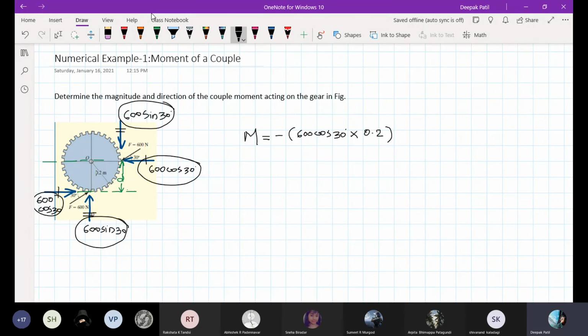Clockwise. Yes, they are now causing clockwise, so I should write it as plus 600 sin 30 multiplied by the perpendicular distance, 0.2. So I can write the moment M equal to minus 600 cos 30 multiplied by 0.2 plus 600 sin 30 multiplied by 0.2. So I'm getting minus 43.92.